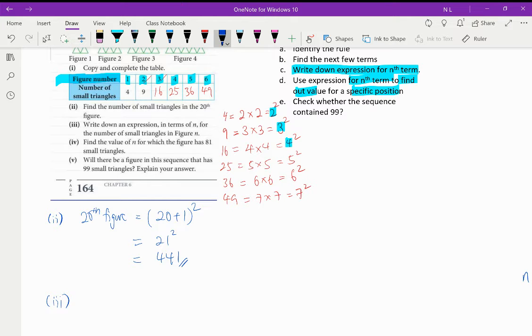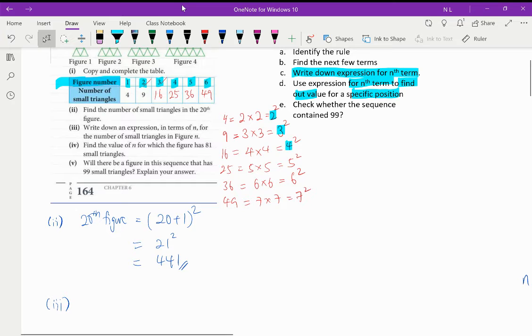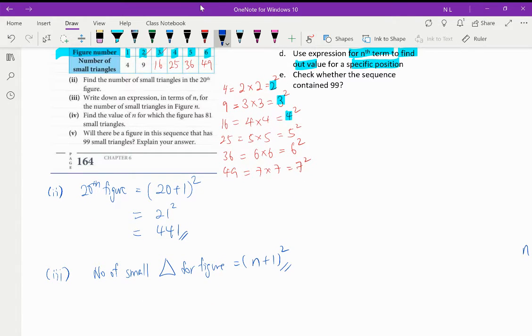For part 3, they asked us to write down the expression for the n term. I noticed that for the 20th term, the number that I need to square is 21. So when it's the n term, the number I need to square will be n plus 1. So the number of small triangles for figure n will be (n plus 1) bracket square. So this is my expression.